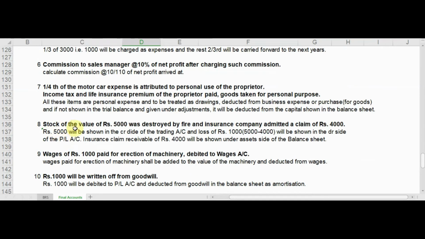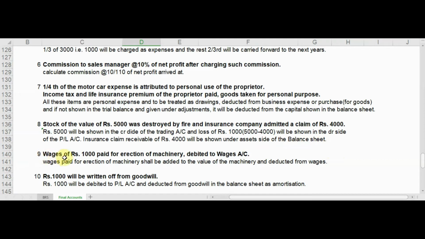Next, stock of the value of rupees 5,000 was destroyed by fire and the insurance company admitted a claim of rupees 4,000. Now rupees 5,000 will be shown on the credit side of the trading account, and the loss of rupees 1,000, that is 5,000 minus 4,000, will be shown on the debit side of the PL account. Insurance claim receivable of rupees 4,000 will be shown on the asset side of the balance sheet as income receivable.